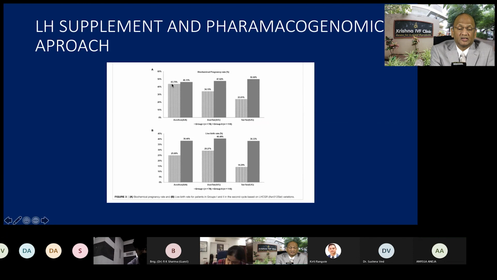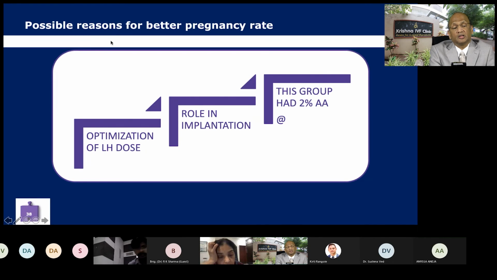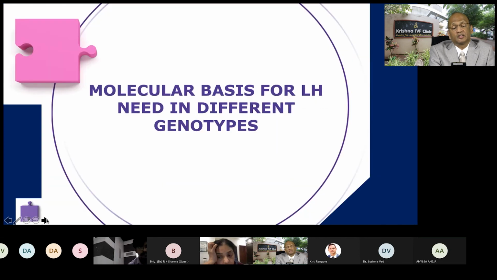The light gray charts are the first cycles, which had LH supplementation from day 6, and the darker gray had LH supplementation from day 1 based on the pharmacogenomics. You see a difference in the biochemical pregnancy rate, and you also see a significant difference in the delivery rates. In this group we also studied the whole group up to the delivery, and the conclusion is that the reasons for better pregnancy and delivery are optimization of LH dose and their role in pre-implantation diagnosis.